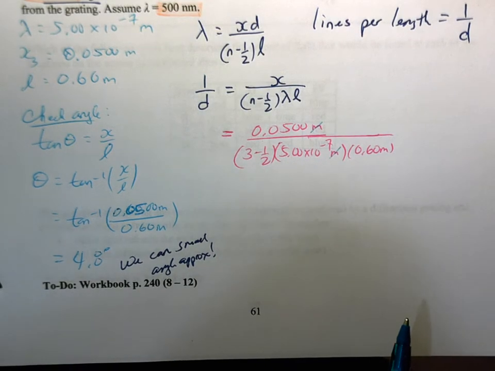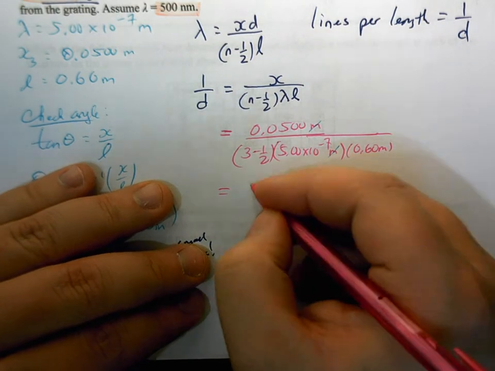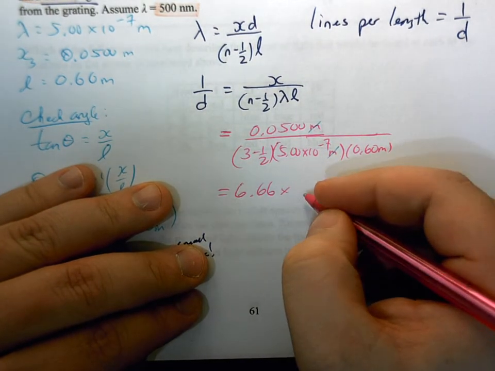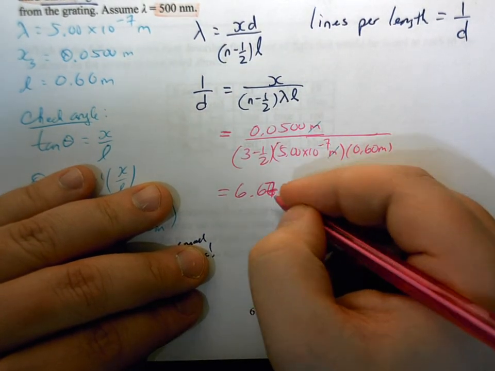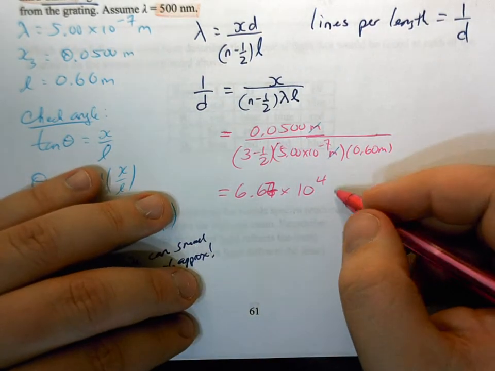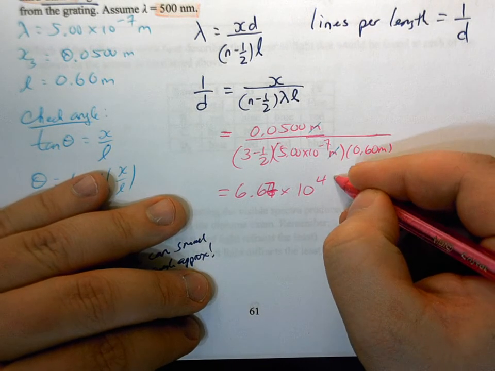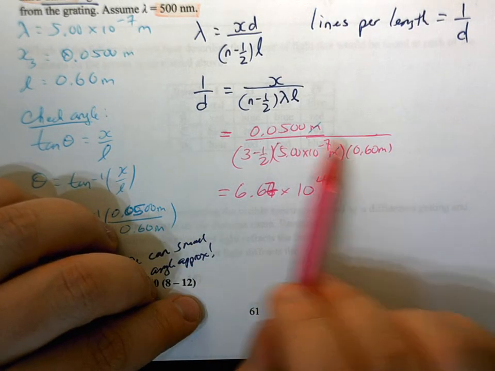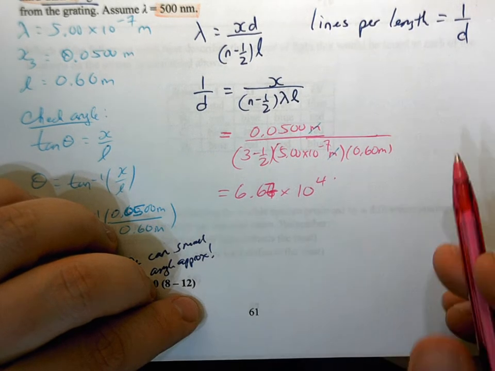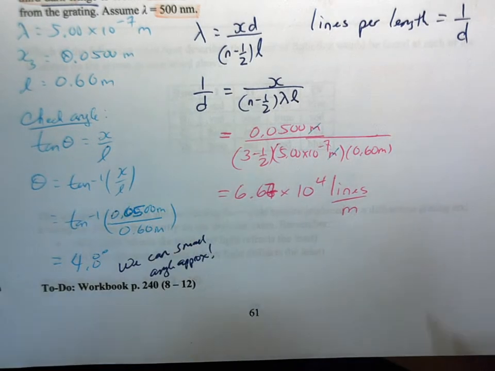So let's see what we got going on here. If I calculate that correctly, I'm going to get the evil number of 6.66, or I guess 6.67 with rounding, times 10 to the 4. And then the units, the lines, doesn't come in naturally. We're just going to put this in here. If the spacing between the slits is whatever we have, then 1 over that spacing between the slits is lines per meter.